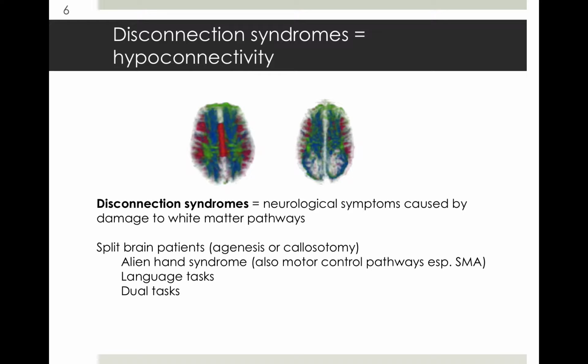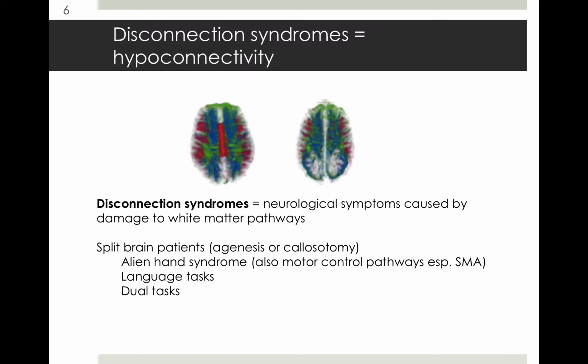And so we've already talked a little bit about alien hand syndrome. Remember when we talked about motor control, we showed a video of a woman whose hand was doing things that she didn't really voluntarily do. That can result from lesions in your motor control areas, right? Including the supplementary motor area especially. But it turns out it can also result from lesions in the corpus callosum. Then people with disconnection syndromes also show difficulty in language tasks, and we'll see how that is in a moment.